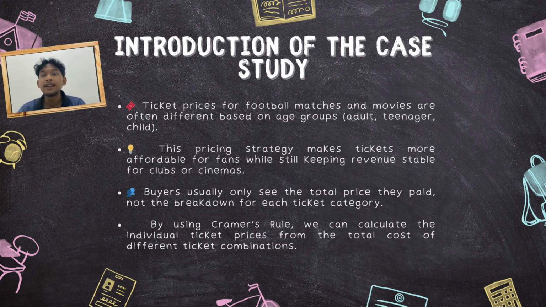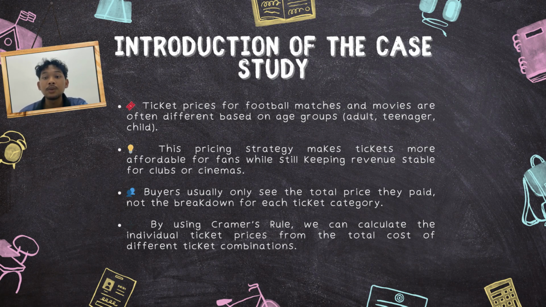Hi everyone, today we are going to present our case study. You have probably noticed this before, but when we buy football or movie tickets, the price usually varies based on age groups like adult, teenagers and children. This pricing strategy is great because it keeps tickets affordable for fans while ensuring clubs or cinemas still maintain a steady revenue. However, the tricky part is that when we buy these tickets together, the receipt usually only shows the total price paid, not the specific breakdown for each ticket category.